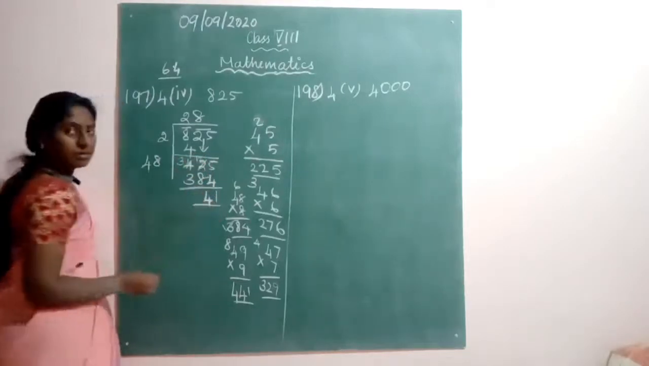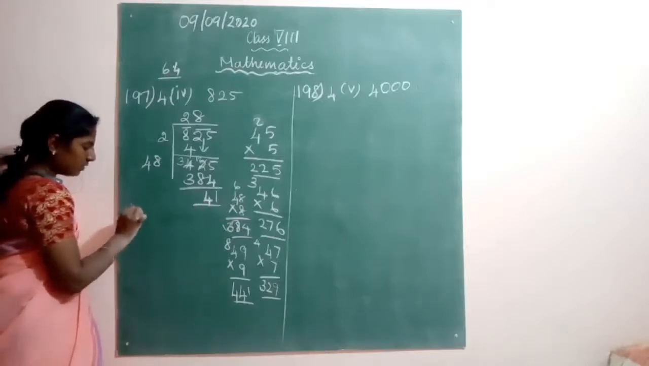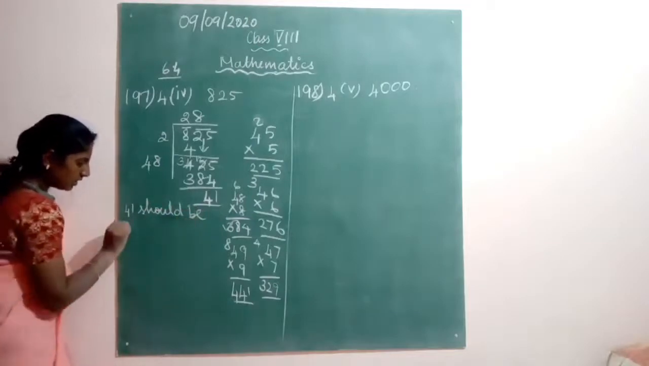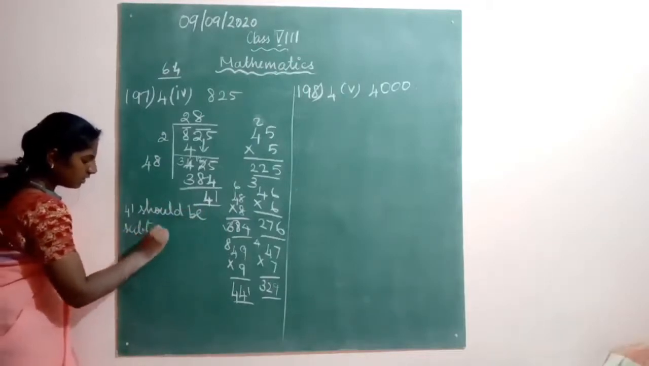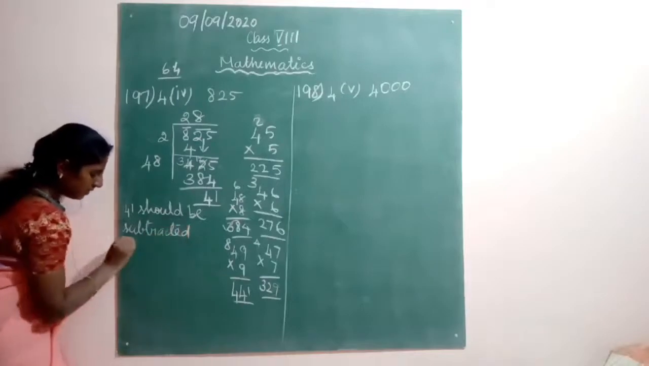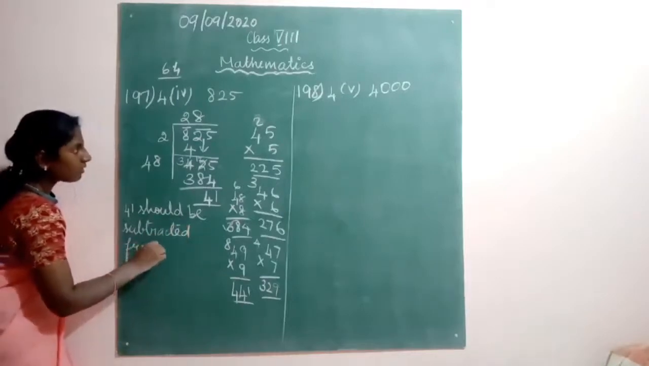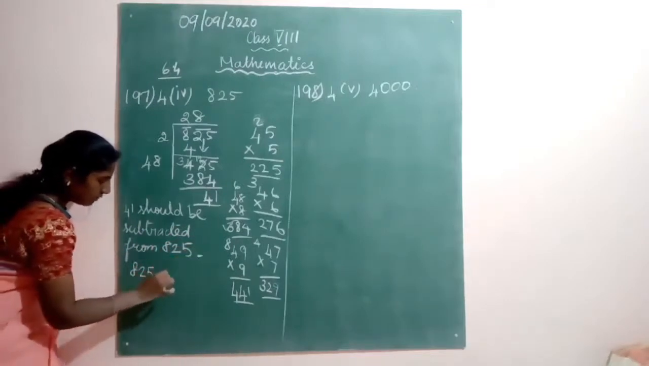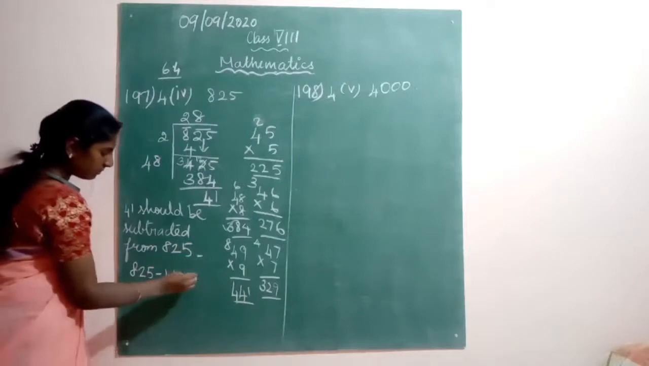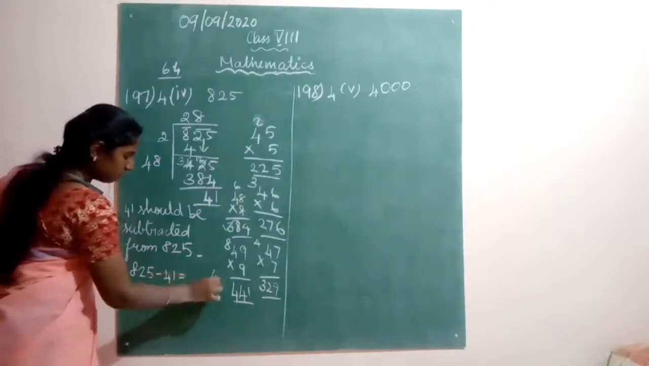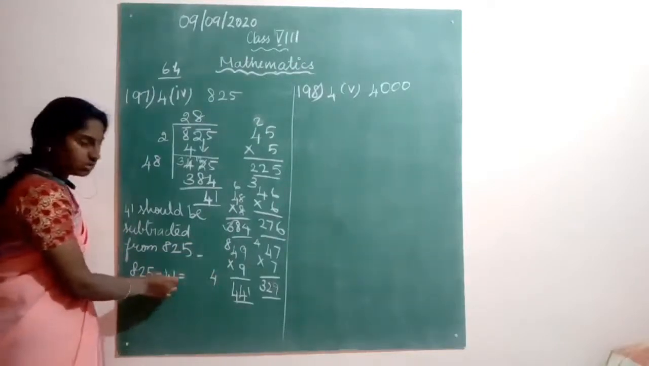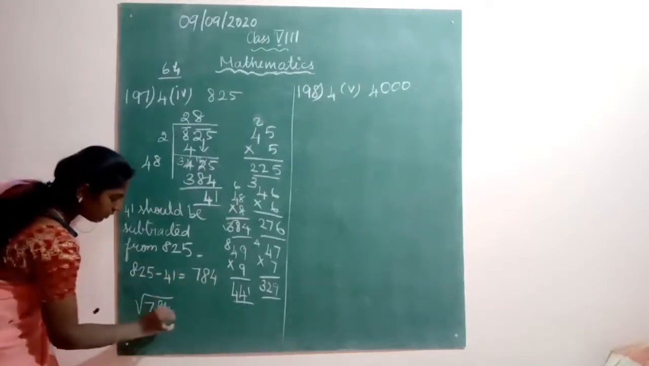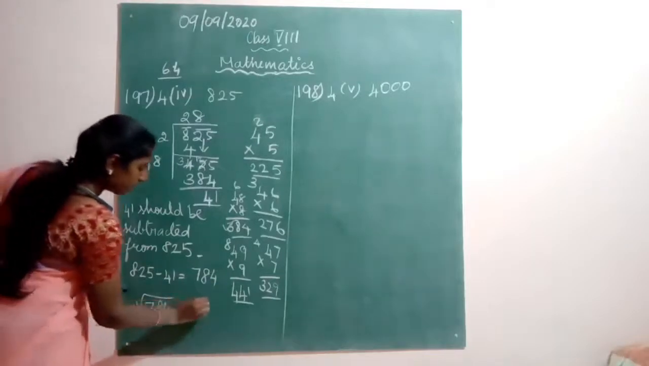41 is remaining. Okay, so you will write 41 should be subtracted from 825. Okay, so 825 minus 41. How much? 5 minus 1 is 4. 82 minus 4 is 78. Okay, so the square root of 784. How much is that? It is 28.